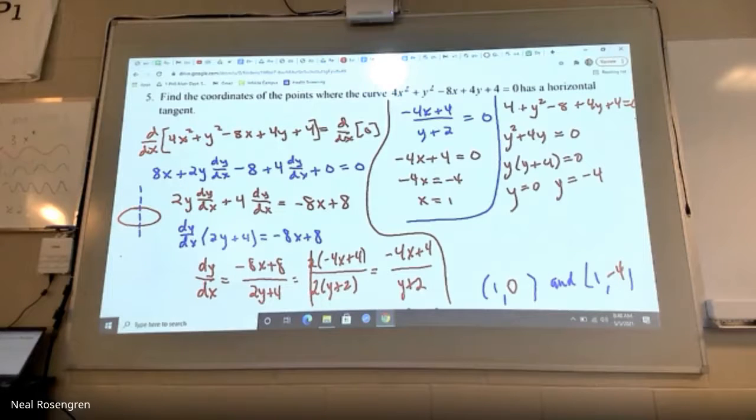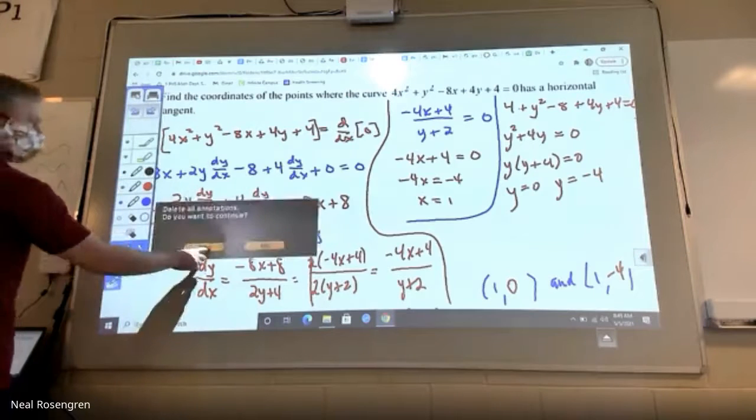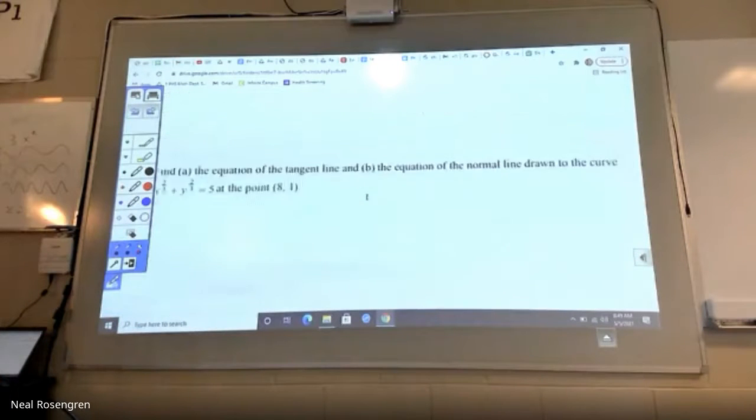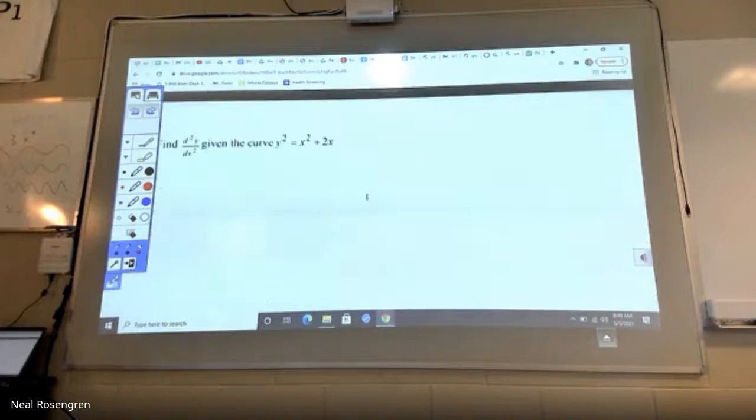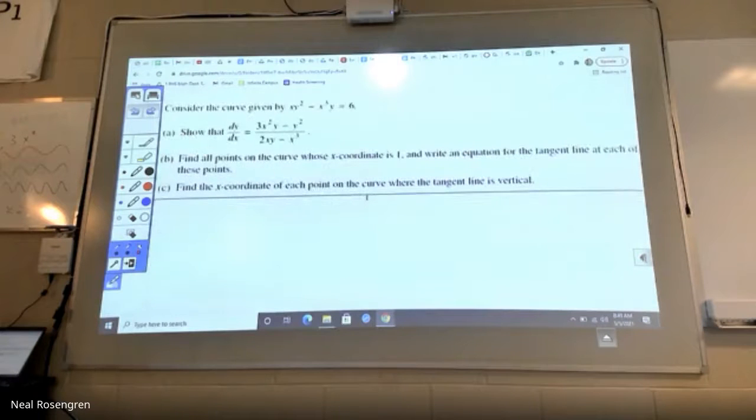Okay. Part A, show that dy dx equals this. Okay, that's okay. Find the derivative. Let's make sure it looks good. Then, find all the points with the tangent line at all your x equal 1s, and find the vertical tangent line. So we just make the derivative denominator 0 in order to do that. So go ahead, try that one, and then I'll show you what's coming. So bottom of 254.